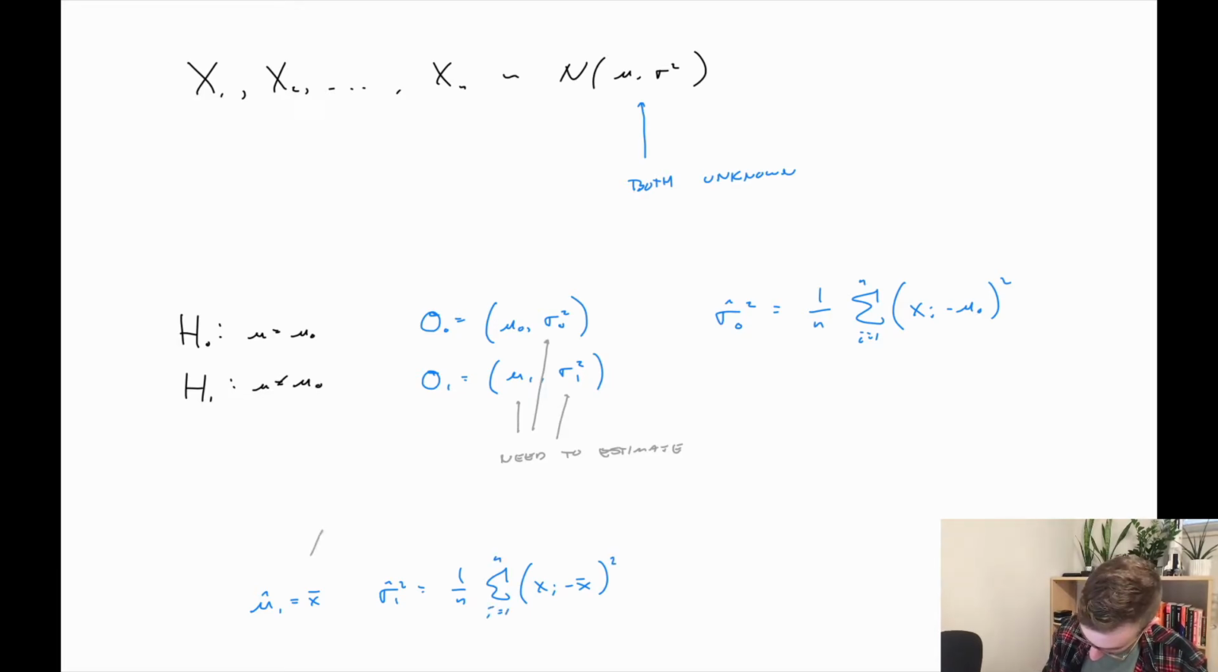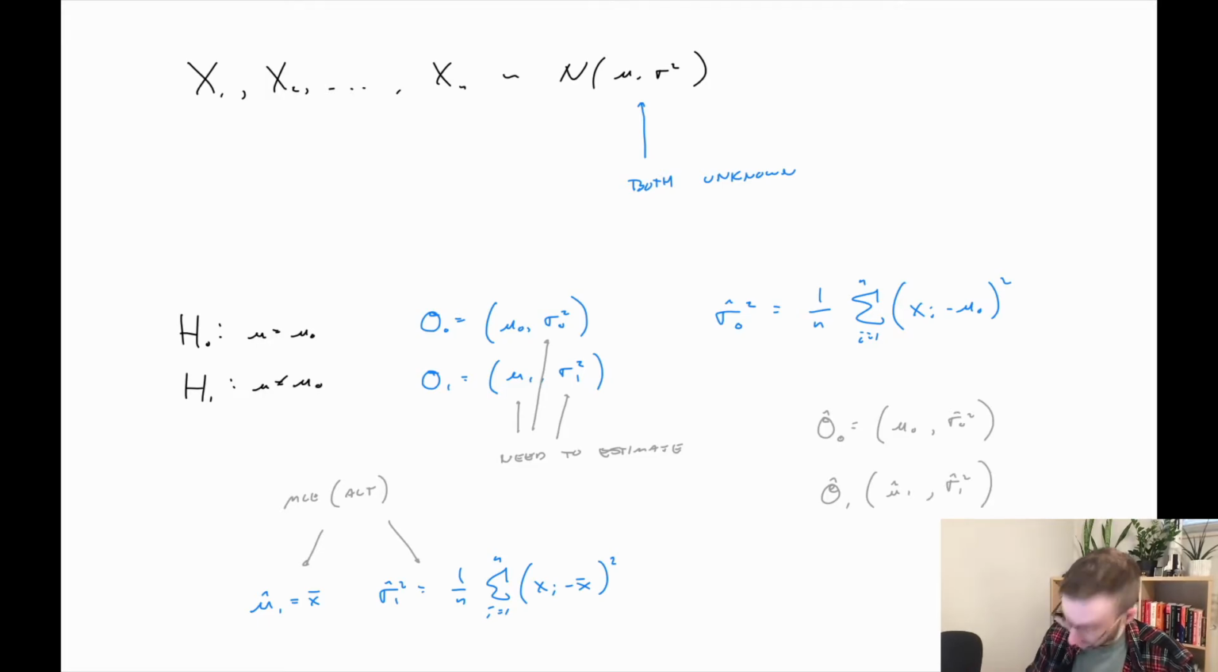So again, this is the MLE that is under the alternative. So in the end, what we have here is theta 0 hat is mu 0 comma this estimate, and for the alternative, call it mu hat 1 comma sigma squared hat 1. Okay, cool.